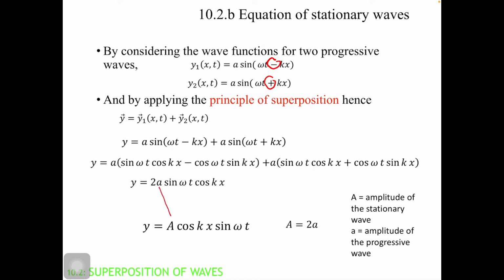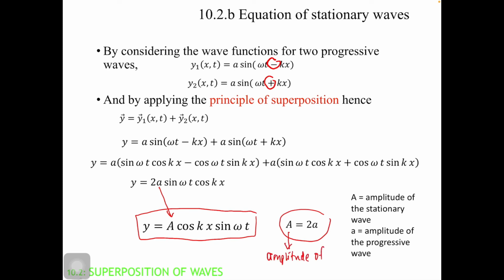So A ni adalah yang inilah. So dalam exam you'll be given this one. So Y equal to A cos kx sin omega t. What you need to keep in mind adalah A ni amplitude of the stationary wave. This is the amplitude of the stationary wave, adalah sama dengan 2 kali dengan amplitude of the travelling wave. Okay, so amplitude of individual wave.